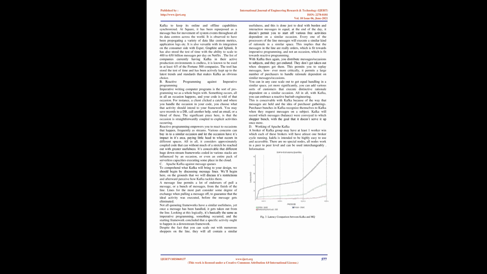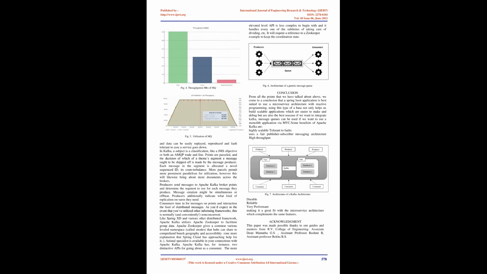Topics are partitioned, and the choice of which topic partition a message should be sent to is made by the message producer. Each message in the partition is assigned a unique sequenced ID, its offset. More partitions allow greater parallelism for consumption, but this will also result in more files across the brokers. Producers send messages to Apache Kafka broker topics and specify the partition to use for each message they produce. Message production may be synchronous or asynchronous. Producers also specify what type of replication guarantees they want.